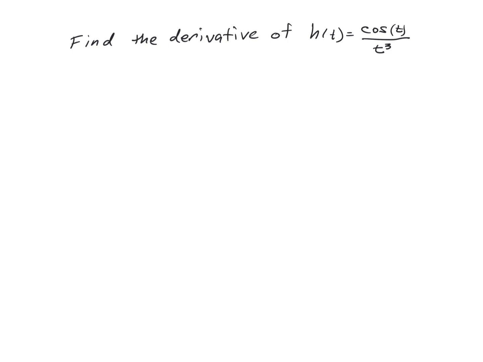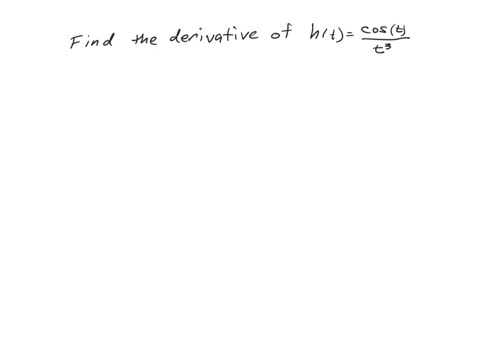Okay, so for this problem, we want to find the derivative of the function h of t is the cosine of t divided by t cubed. You can find the derivative using either the quotient rule, which is what we're going to do in this video, or you could use the product rule if we rewrote that as t cubed with a negative exponent. But again, we're going to focus on the quotient rule for this problem.